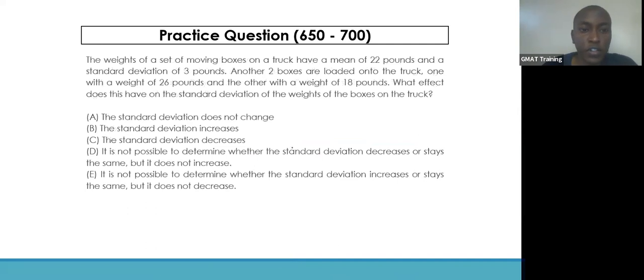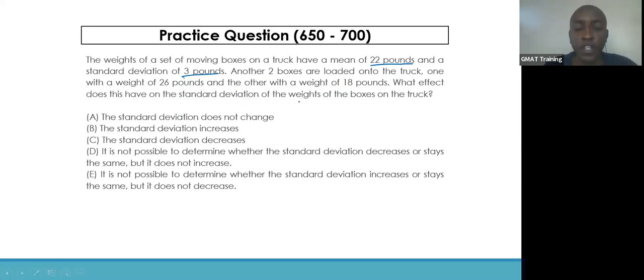Right. Here's another question. Please pause the video, give it a try, then I'll jump in. All right. The weights of a set of moving boxes on a truck have a mean of 22 pounds and a standard deviation of 3 pounds. So we have a standard deviation question here. Another 2 boxes are loaded onto the truck, one with 26 pounds and the other with a weight of 18 pounds. What effect does this have on the standard deviation of the weights of the boxes on the truck?